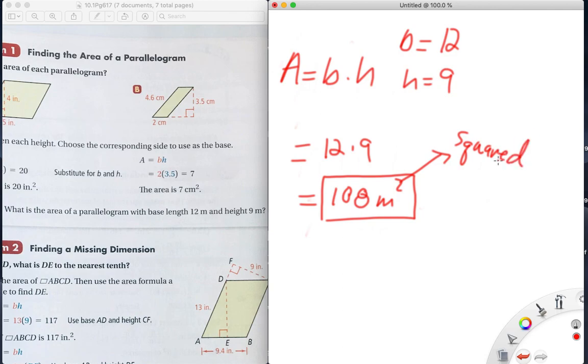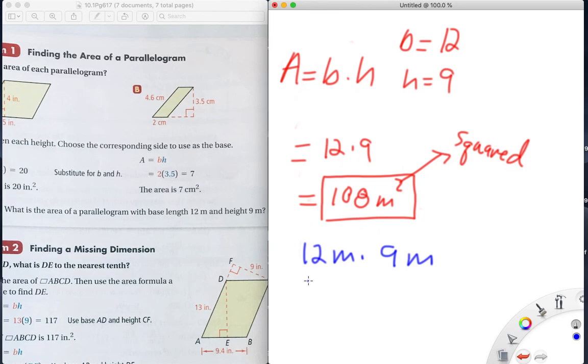And if you're wondering why they're always squared, let's take a closer look at this 12 times 9. Not only are we multiplying 12 times 9, but we're also multiplying meters times meters. So it's 12 meters times 9 meters.